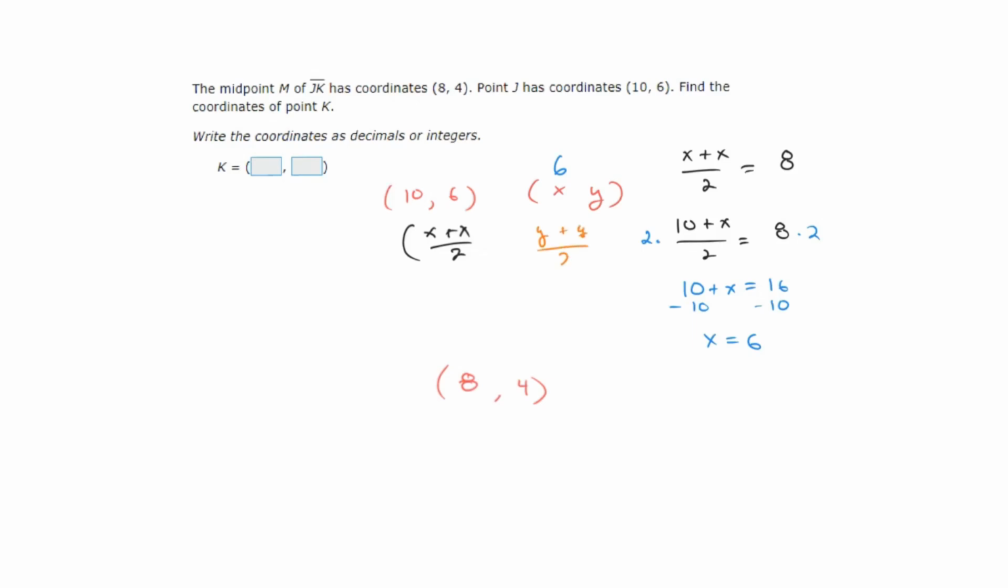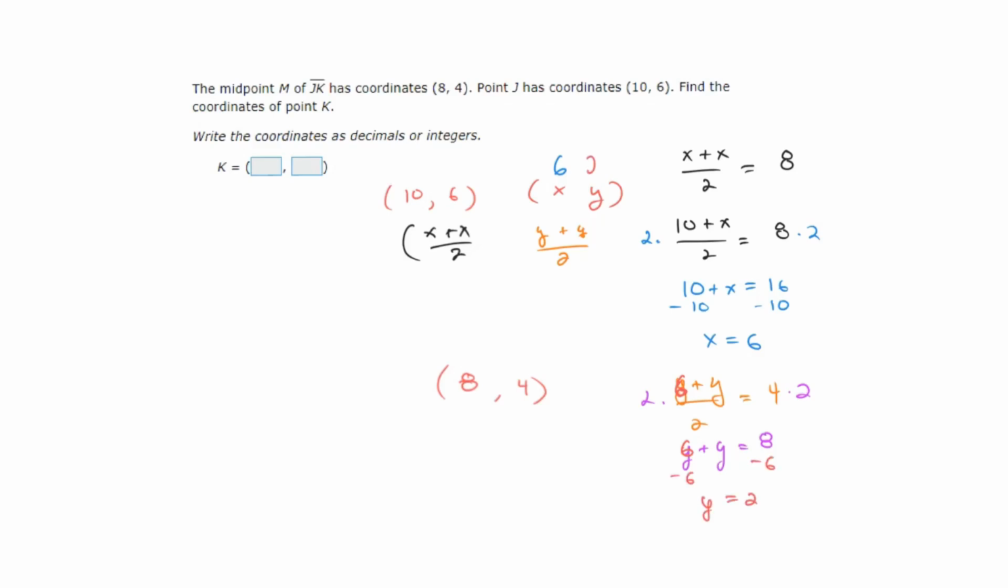y plus y over 2, so y plus y over 2 is equal to 4. So if I multiply by 2 to each side, y plus y is equal to 8. Oh, I'm sorry. We should have used, what are we using? 6 here? 6. So 6 plus, so minus 6, y is equal to 2.